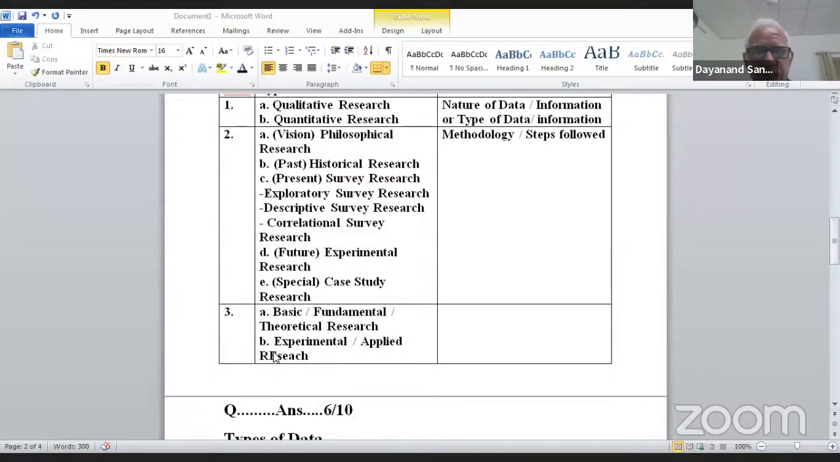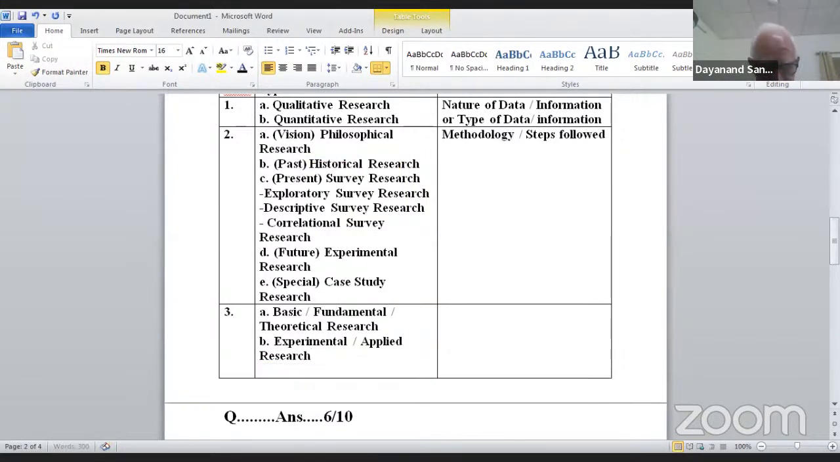So another can be the applied research. And the third type is called action research. I do not know whether you know about action research or not. Do you know about action research or not? If you do not know, please tell me so that I tell you fast.